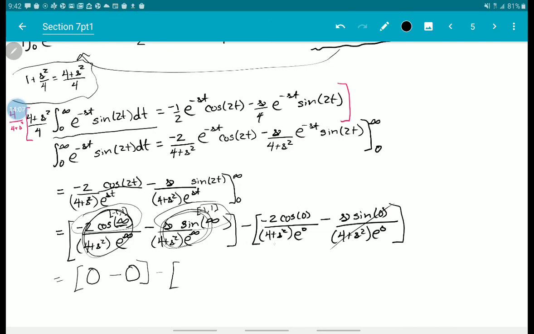This piece, if we were to simplify, we would have negative 2, because cosine of 0 is 1, over 4 plus s squared, times 1.